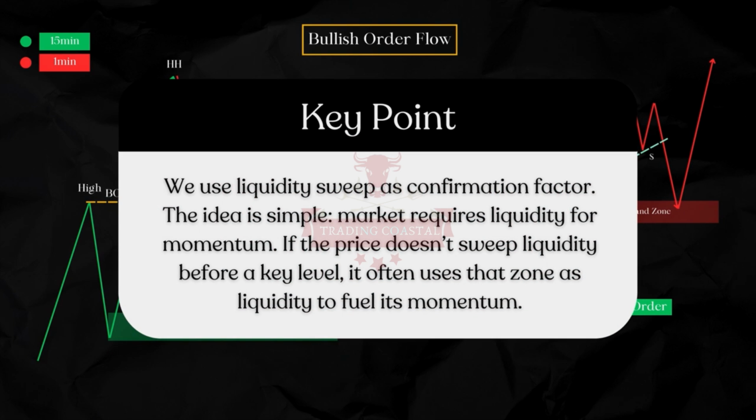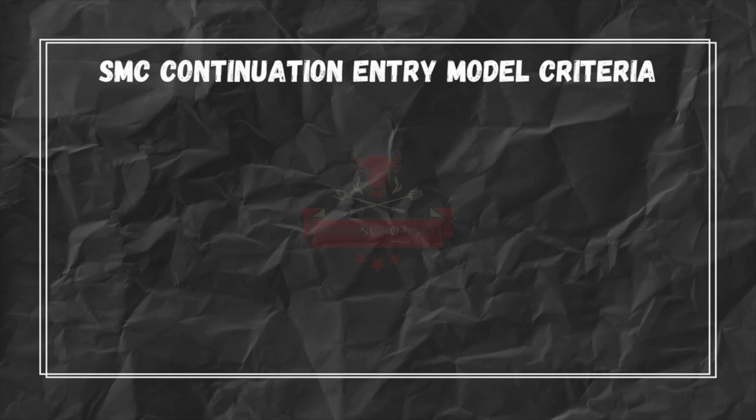The idea is simple. Market requires liquidity for momentum. If the price doesn't sweep liquidity before a key level, it often uses that zone as liquidity to fuel its momentum. To execute a trade based on the SMC continuation entry model, there are 4 essential criteria to consider.